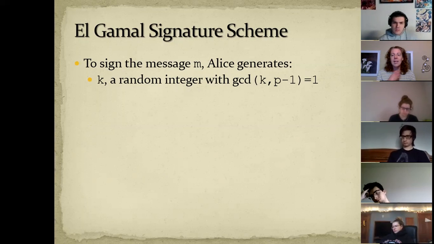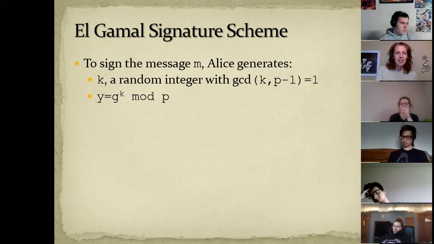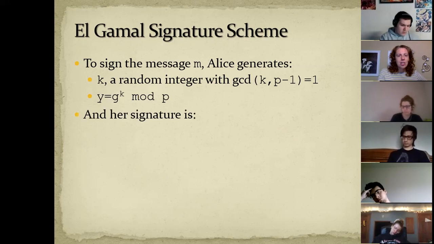The inverse. The inverse of, Sarah? K mod P minus 1. Absolutely. K inverse mod P minus 1 exists. That's going to show up in just a couple of lines, so that's important. That exists. Okay. She is also going to compute Y. It's going to be G to the K mod P.